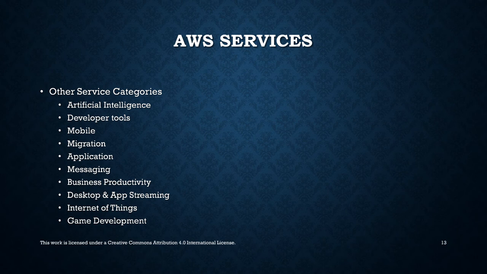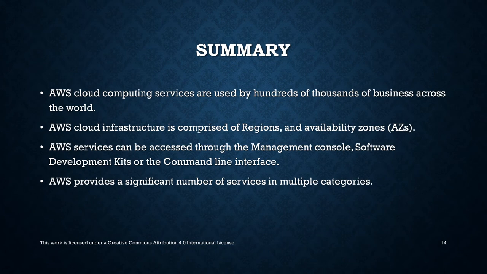Messaging is another popular service supporting text messaging and email services to customers for notifications and alerts based on business needs. Finally, the Internet of Things is a cloud platform allowing connected devices to interact with cloud applications and other devices. According to Gartner, nearly 21 billion things will be connected by 2020. AWS cloud computing services are used by hundreds of thousands of businesses across the world.